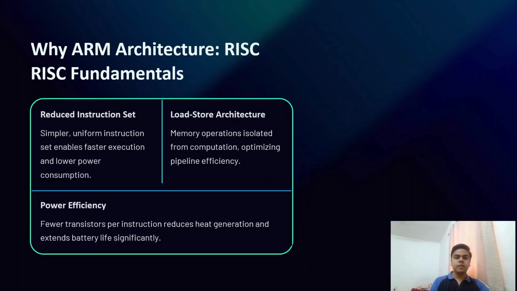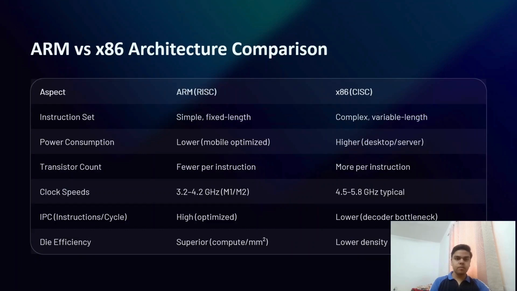Now let's compare the ARM RISC design with Intel's CISC architecture. In this comparison, ARM uses simple fixed length instructions while Intel relies on complex variable length instructions. ARM achieves lower power consumption and higher efficiency, whereas CISC tends to run at higher clock speed but consumes more power. Overall, ARM drives efficiency and performance per millimeter, which explains Apple's simple move to ARM silicon.